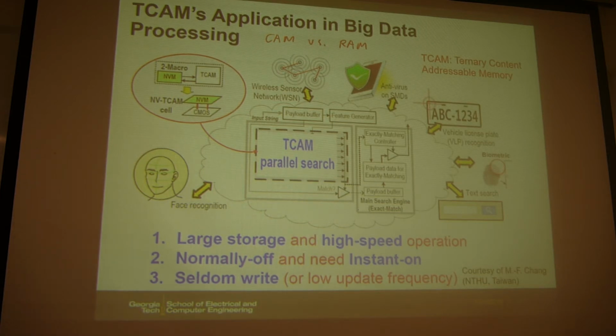It's a search process, and it can enable parallel search. You have some feature or pattern you want to search in some database, then you store that database in the CAM, and then you have the input data to the CAM, and it will tell you whether this data is in this database or not. So this is the application for the CAM.